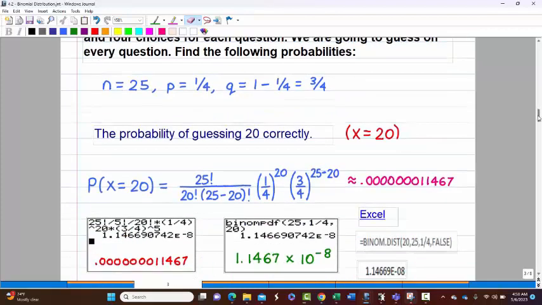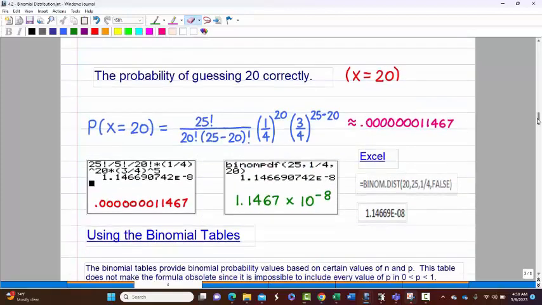The probability of guessing 20 correctly. There it is in the Binomial PDF, scientific notation, that times 10 to the negative 8. That means you start right there where that 1 is, the decimal, and you move it back 8 places. That leaves 7 zeros right in front of it. And that is an extremely low probability. You're kind of working your way into almost lottery land as far as guessing. Yeah, it's astronomically low that you could guess all 20 of those correctly.